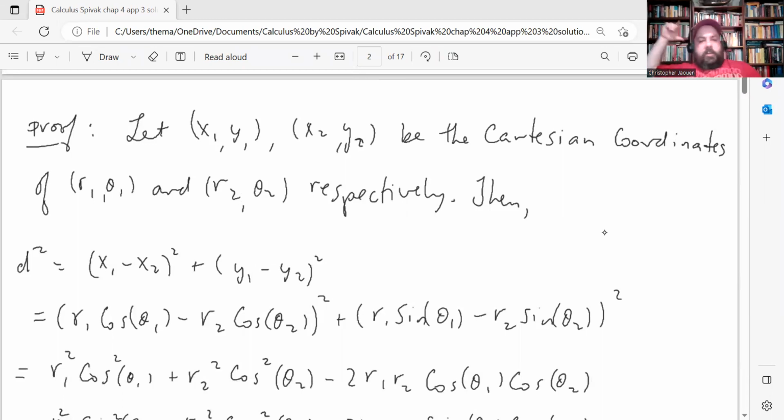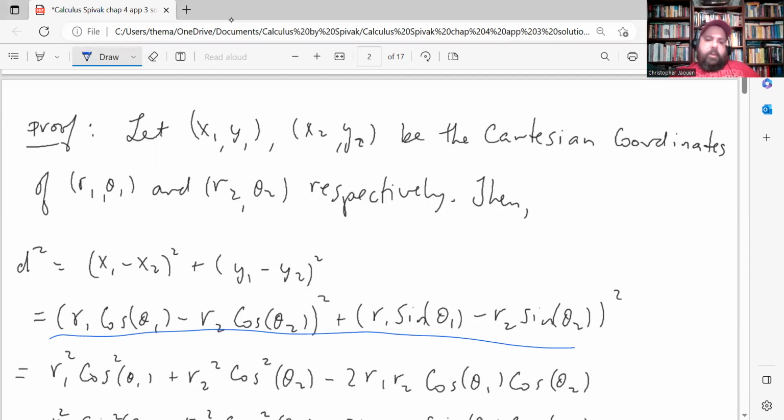What I did was just use the distance formula for 2 points in Cartesian coordinates. So if r1 theta 1 has Cartesian coordinates x1 y1 and r2 theta 2 has Cartesian coordinates x2 y2, then the distance formula says that the square of the distance between those 2 points is x1 minus x2 all squared plus y1 minus y2 all squared. And then just plug in the polar representations for x1, x2, y1, and y2. So you get this expression here, and then multiply everything out.